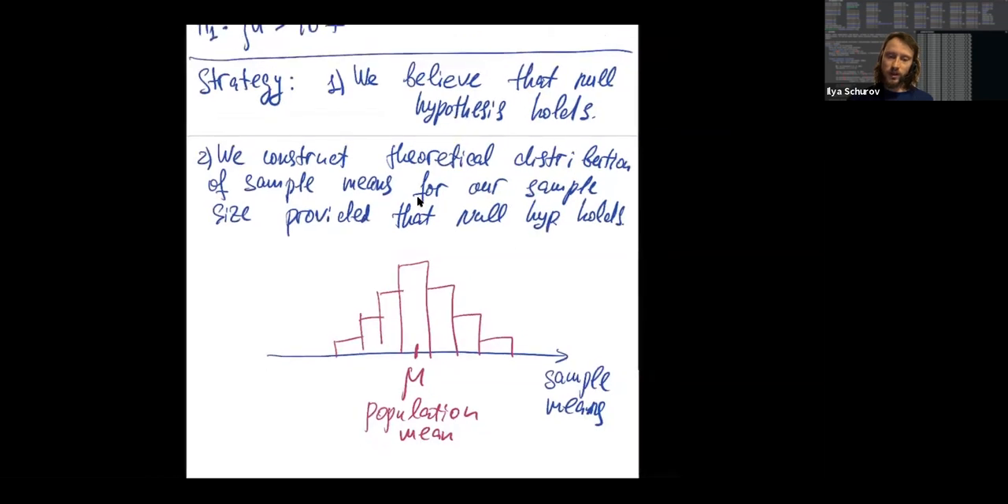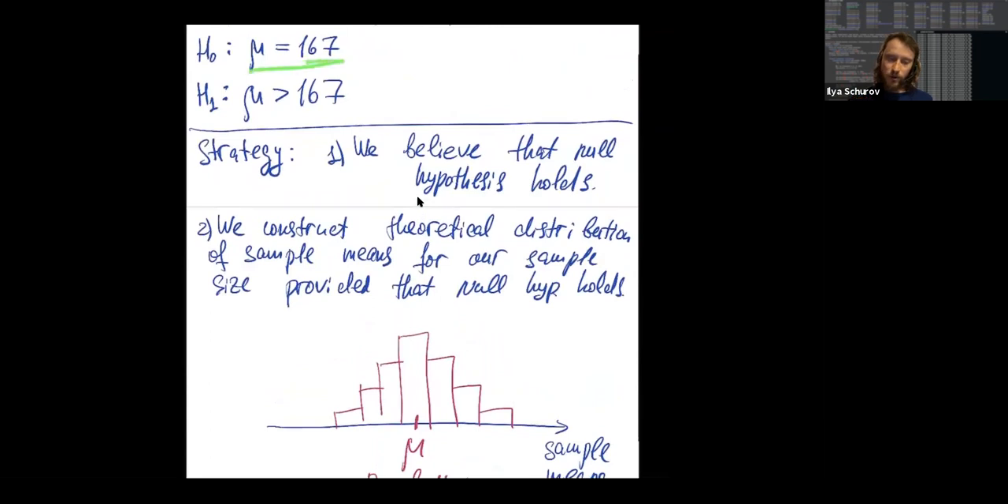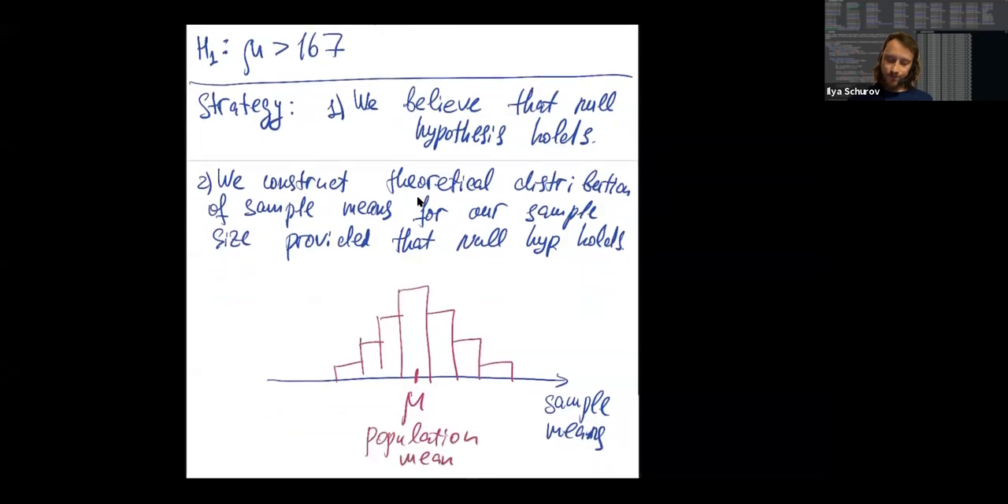Note that this is a kind of theoretical picture. I just say that I believe in my null hypothesis. I believe that the population mean is located somewhere here. I don't know this number mu. This is a theoretical picture. I believe in the null hypothesis, so I believe for a second that this mu is equal to 167.